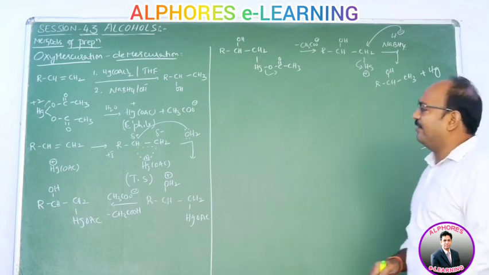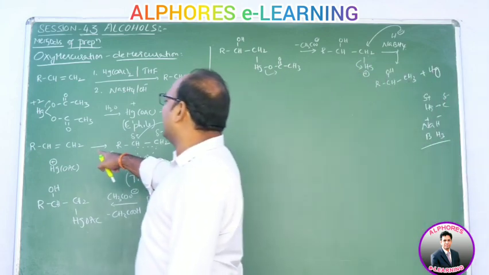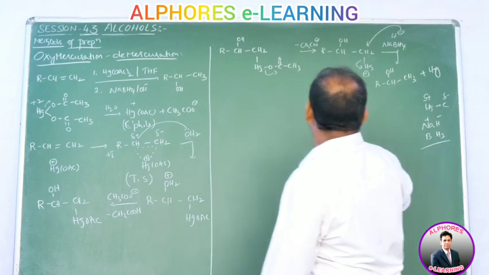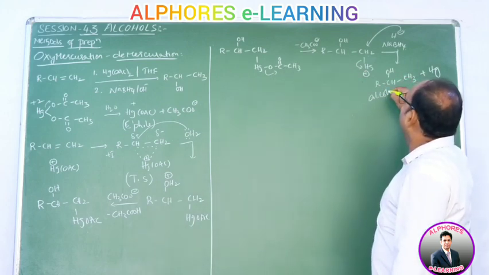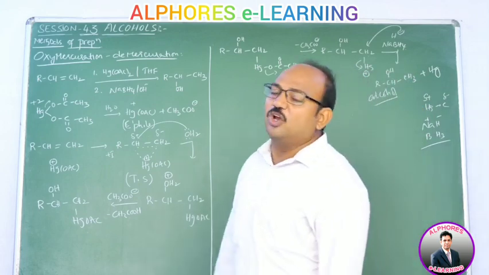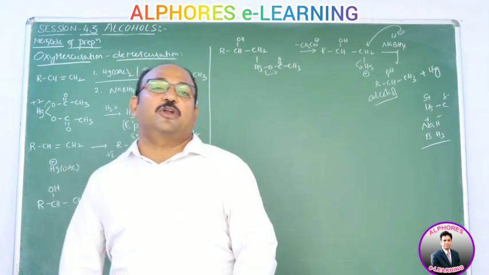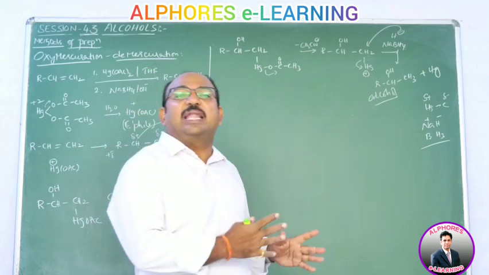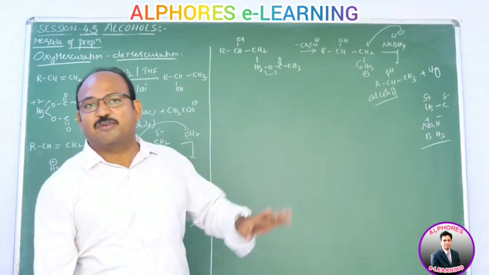If you observe, initially we took an alkene and the final product is an alcohol. You are writing only one product. You are not supposed to get more than one product here because this mechanism does not proceed via formation of a carbocation.